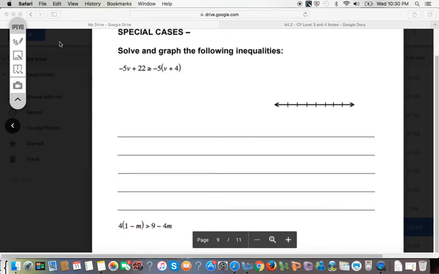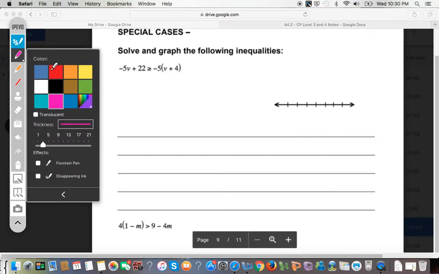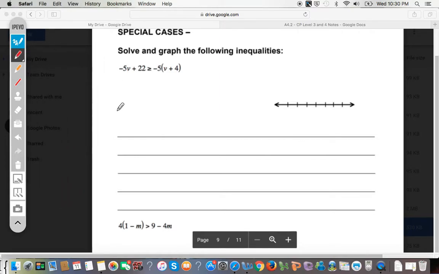Let's take a look at some special cases. So let's solve and graph this inequality right here. See what we get. Okay, so I will distribute first, like usual. So on this side I have negative 5v plus 22 is greater than or equal to negative 5 times v, which is negative 5v, and negative 5 times positive 4, which is minus 20.